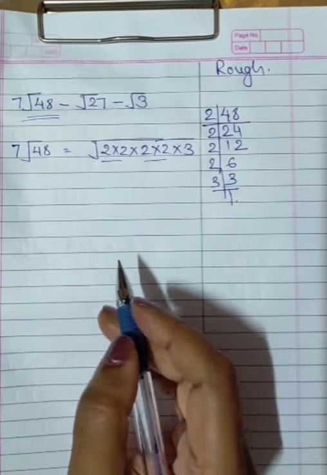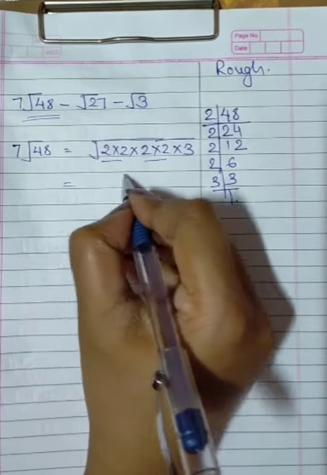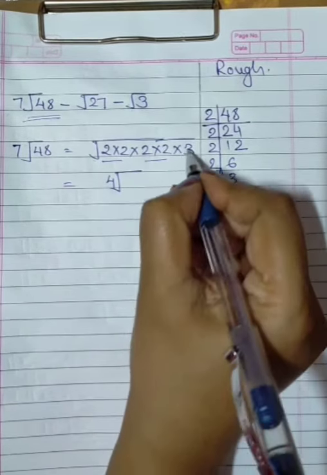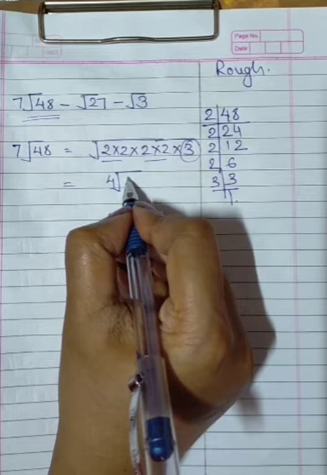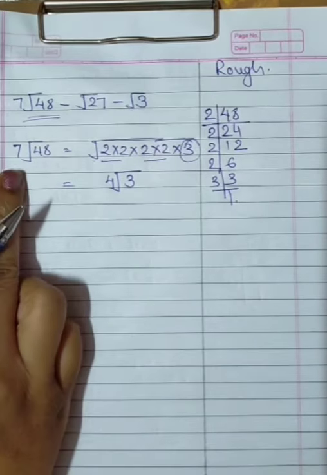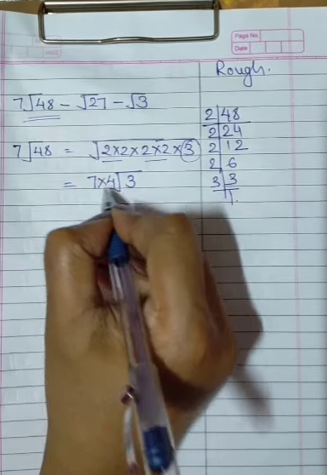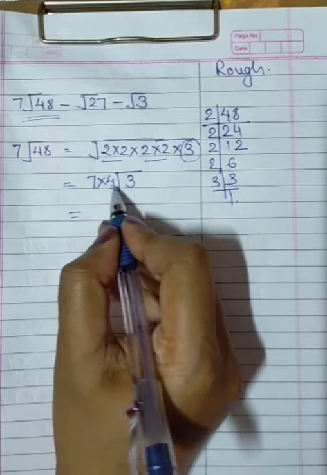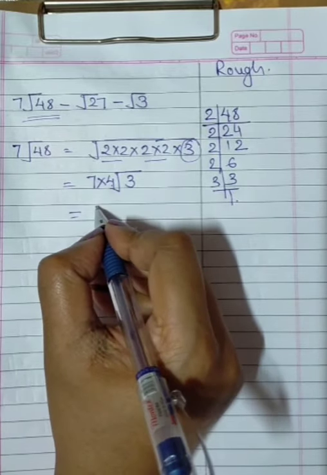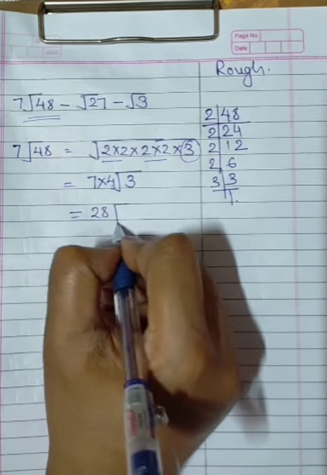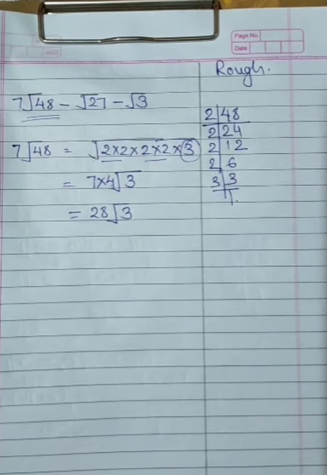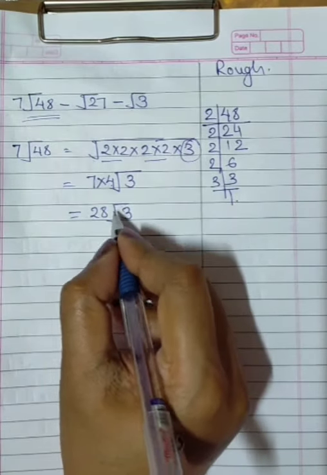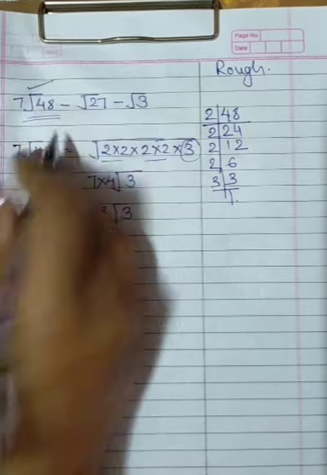2 into 2 is what? 4. I am writing square root 4, and this 3 will come inside the radical sign. Okay, and this 7 will come here. 7 into 4, the answer 7 into 4 is 28 square root 3. Okay, we have solved the first.